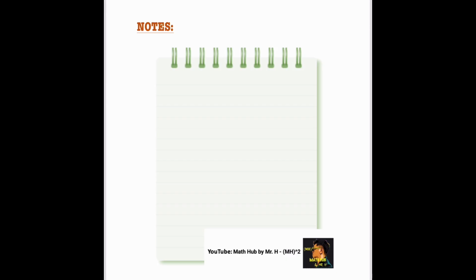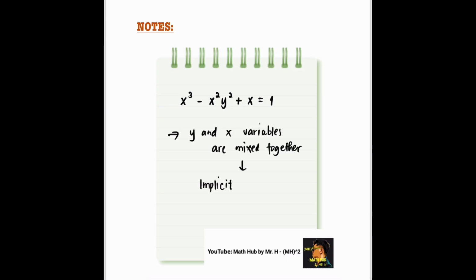Alright, say for example you are given an equation which is x cubed minus x squared y squared plus x equals 1, and you're asked to find the derivative of this. So definitely you will be applying the technique which is implicit differentiation, because the y and x variables are mixed together. And with that, we use implicit differentiation. Alright, so let's proceed with the examples.